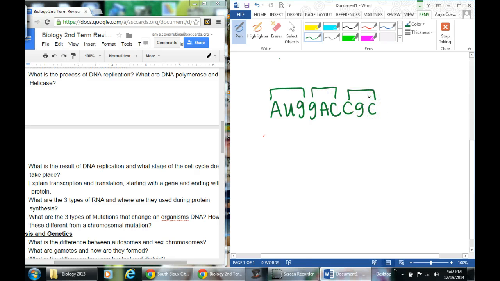for translation, our tRNA is going to come in, and we're going to have a U, an A, and a C. It's going to be the opposite: C, U, G, G, C, G. So these are anticodons, and there's going to be amino acids for these. And this is where we're going to use the codon wheel.